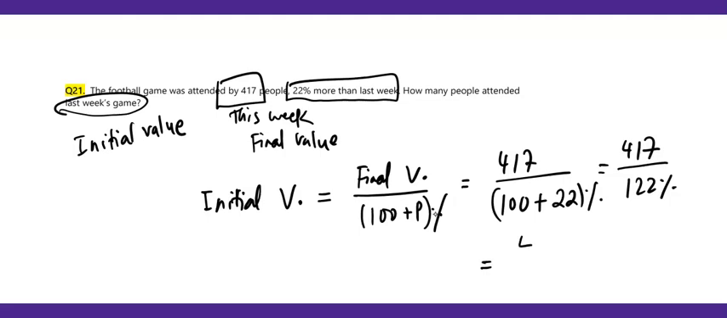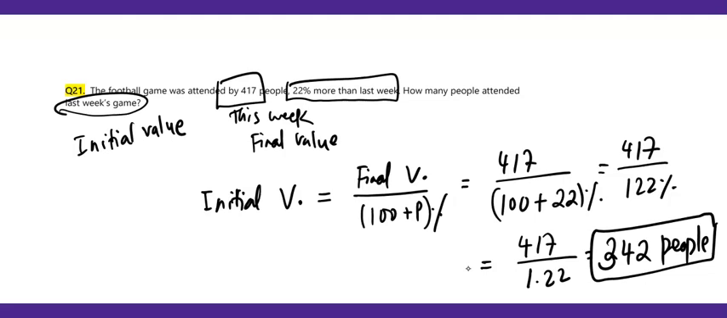As a decimal, 122% is going to be 1.22. And if you divide 417 by 1.22 and round it to the nearest whole number, that gives you 342 people. So that many people attended last week, and this week 22% more, this week 417 people attended the game.